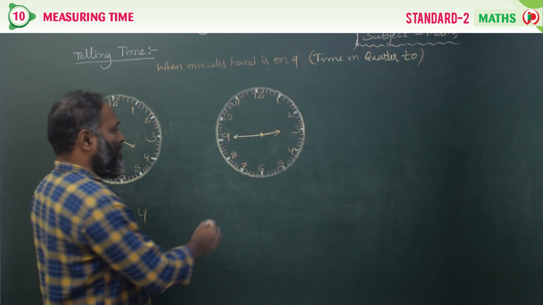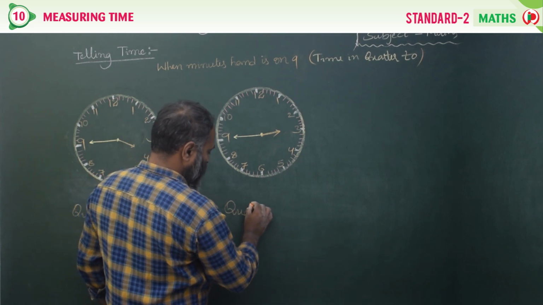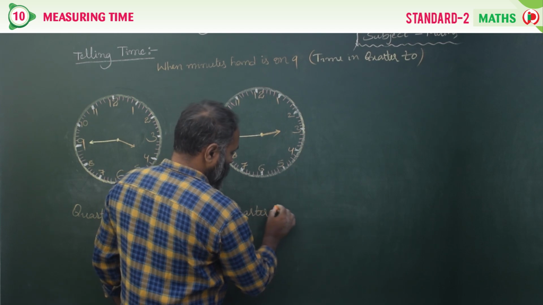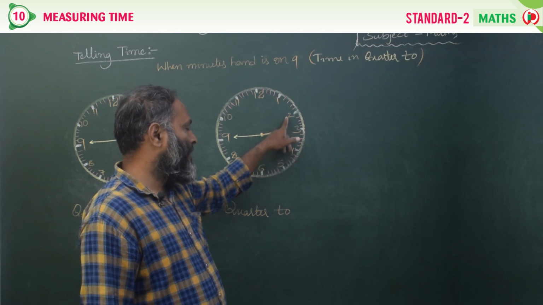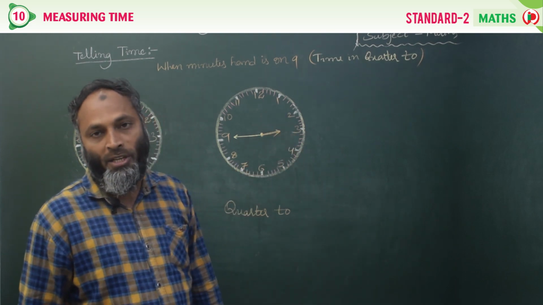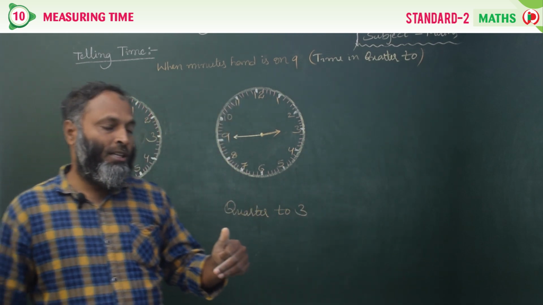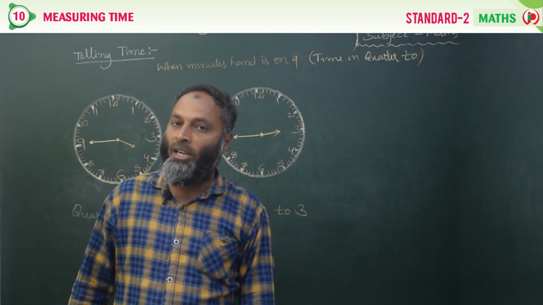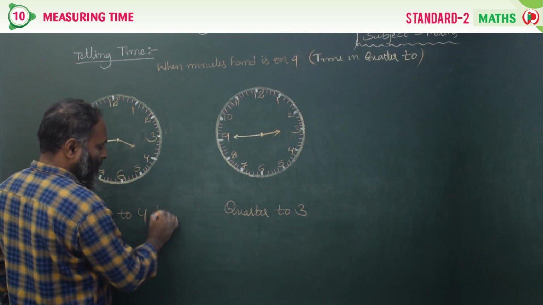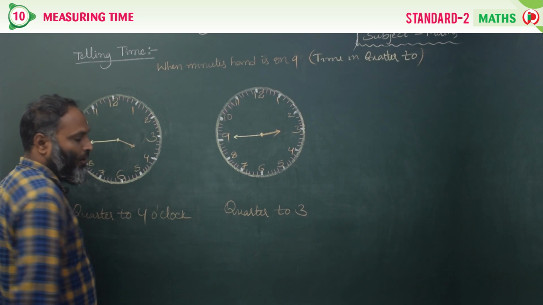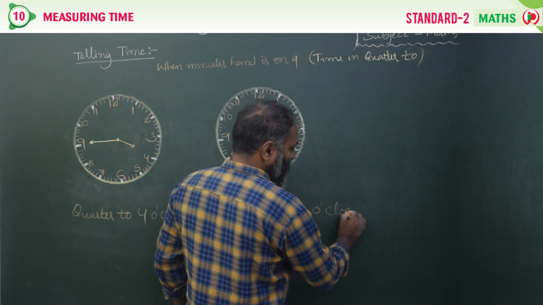Here also the minute hand is at 9, so we should write quarter to. The hour hand is in between 2 and 3, so we take the bigger consecutive number, that is 3. Quarter to 3. Whenever it is quarter to, we take the bigger consecutive number. Quarter to 4 means quarter to 4 o'clock, and here quarter to 3 means quarter to 3 o'clock.